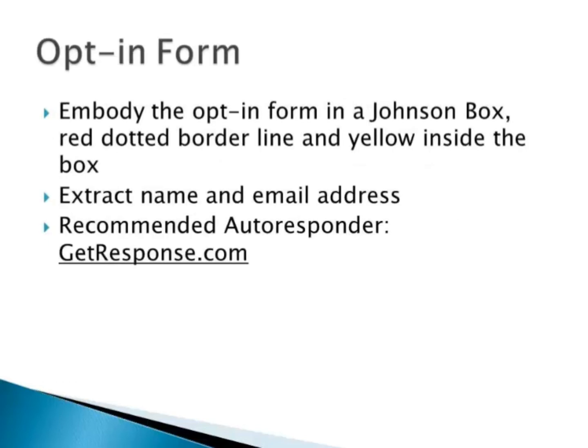Opt-in form. Embody the opt-in form in a Johnson box. Red dotted borderline, and yellow inside the box. Extract name and email addresses. Recommended autoresponder: GetResponse.com. Last but not least, the last component, the opt-in form. This is called the call to action. Always embody the opt-in form in a Johnson box. A Johnson box is a yellow box with red dotted border line.